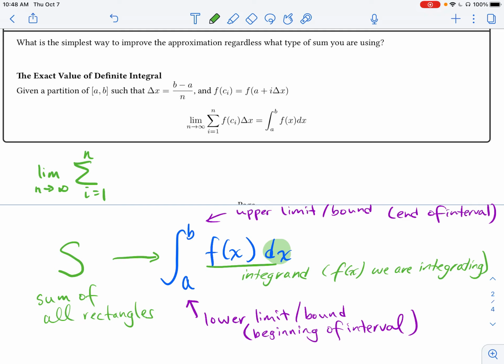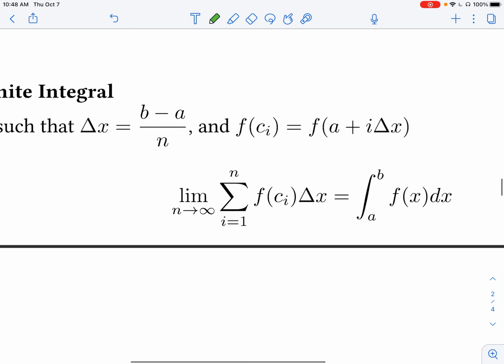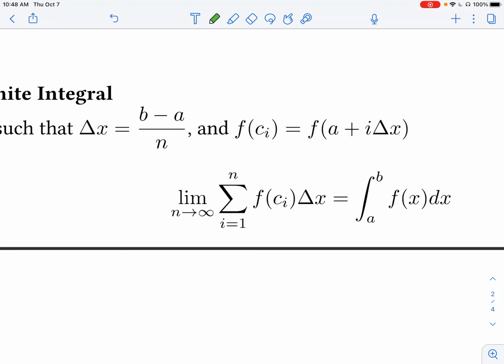approaches infinity. Now that we're pretty familiar with the notation for the definite integral, I wanted to give you the formal definition here, which gives us something that looks like this, where we say f evaluated at c sub i times delta x. And at first glance, that looks kind of gnarly, but it really isn't that bad. Let's break each one down. What is f of c sub i?